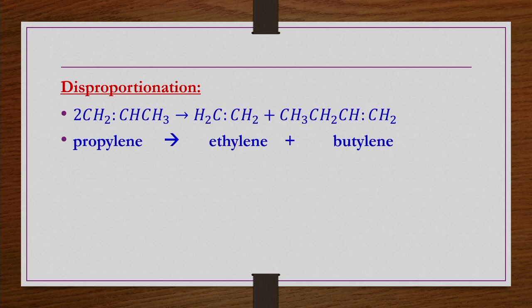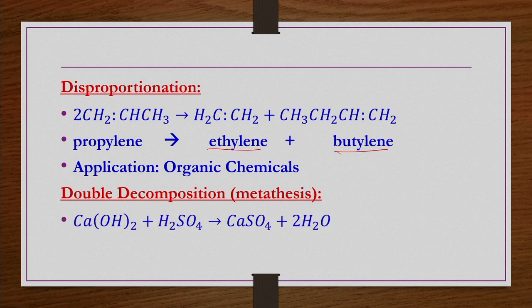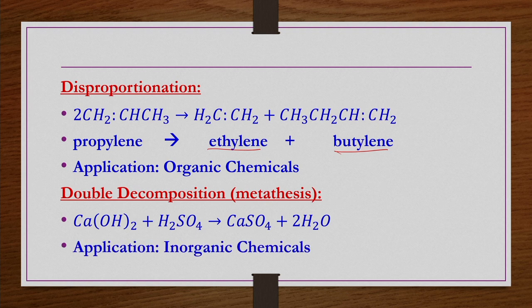And then disproportionation reactions, right? Let us say 2 molecules of propylene, if you react, then it is possible that you can get ethylene and then butylene, okay? Applications are organic chemicals. And double decomposition or metathesis reactions, let us say calcium hydroxide, if you react with sulfuric acid, then you get calcium sulfate. In organic chemicals industries, often we see such kind of reactions.